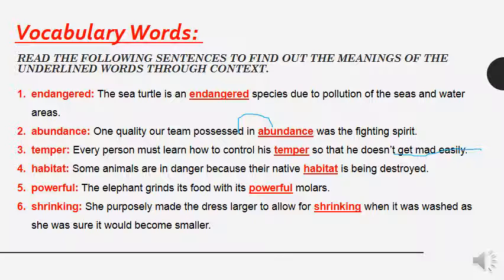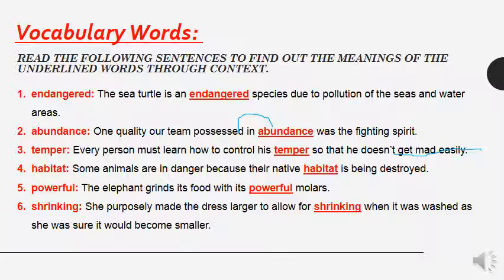So try to connect the ideas. Habitat. Some animals are in danger because their native habitat is being destroyed. Their native habitat, it means their real place, a place where they live, their habitat. Powerful. The elephant grinds its food with its powerful molars. Powerful molars, it means strong, very strong, it has power.